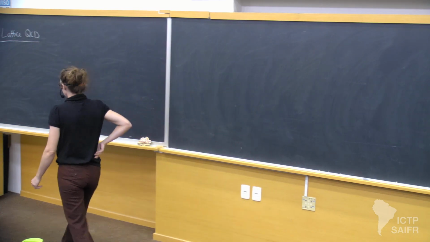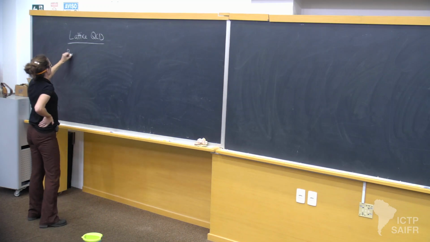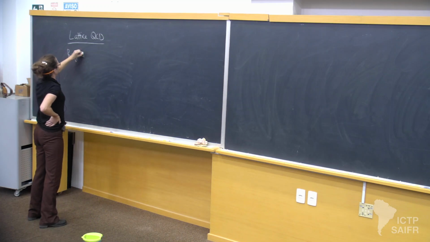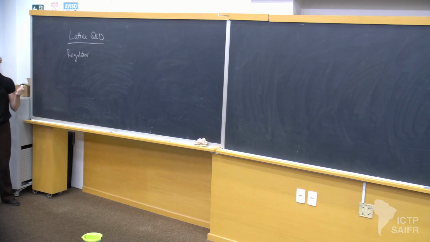But there are two parts to what lattice QCD does for us. We have a field theory. A field theory has to be regulated. So we know that field theories are weird. They involve these delta function potentials, which are necessarily singular, right?